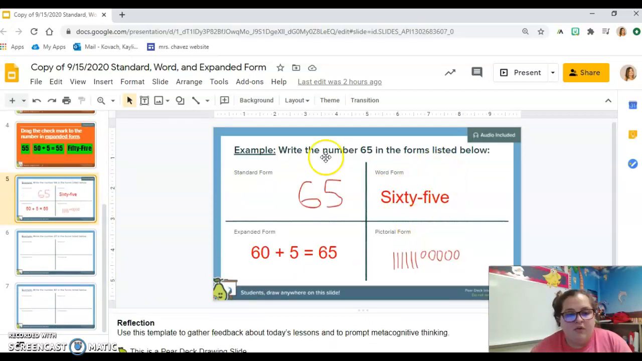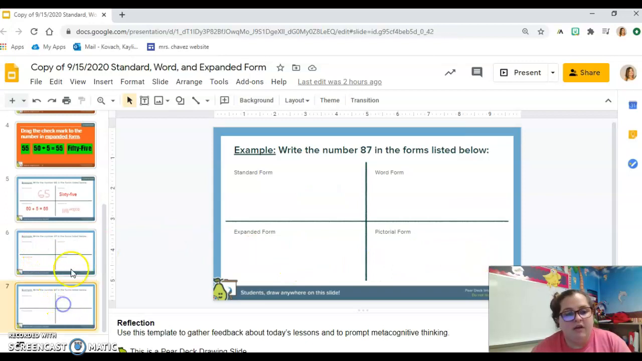This slide, you don't have to do anything on. This is just an example. So right here, you're going to see the number in standard form, word form, expanded form, and pictorial form. So you can use this as an example. So 65, and we've written it out, 65, 60 plus 5, and we drew the picture. So you're going to do the same thing on these other two right here.